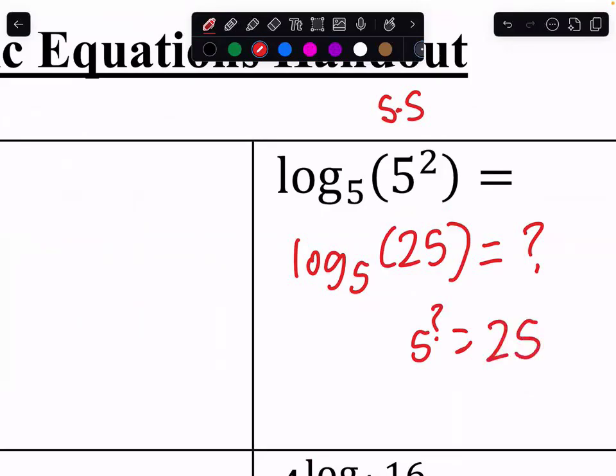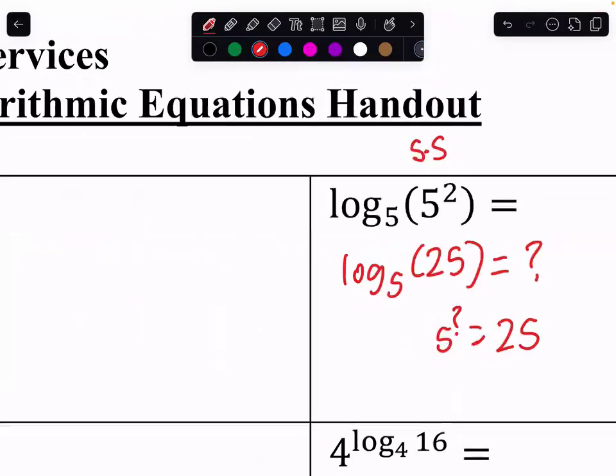5 to the first power is only 5. 5 to the second power would be 25.